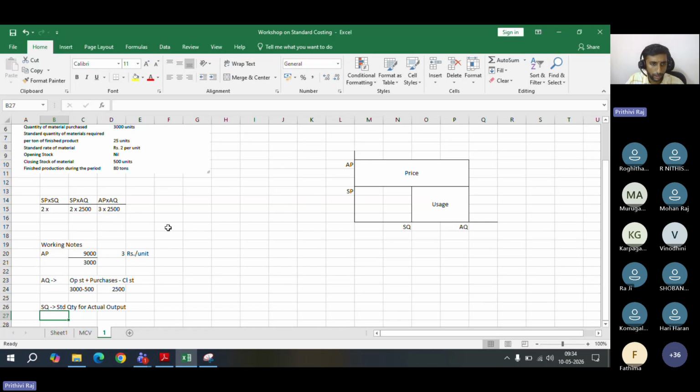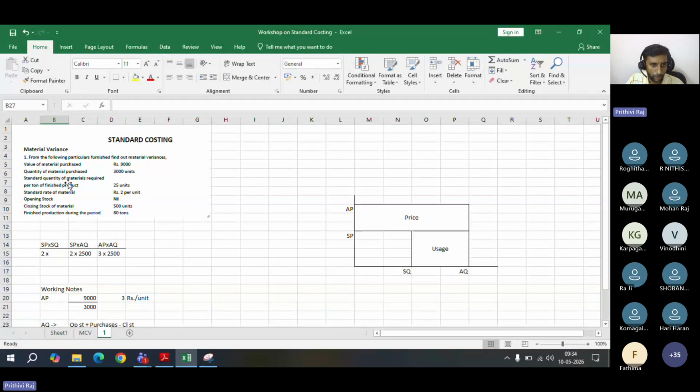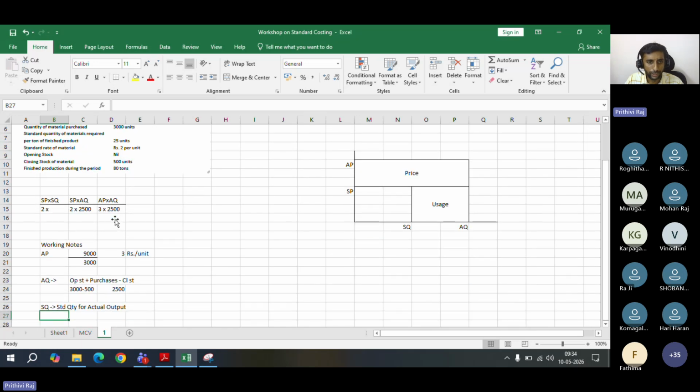Okay. So now what adjustment are they given? Standard quantity per ton is how much? Standard quantity per ton is 25 units. So for 1 ton of finished goods, you require 25 units of raw material input. Now what is my output? 80 tons. So for 1 ton you require 25 units. For the 80 tons, how much do you require?